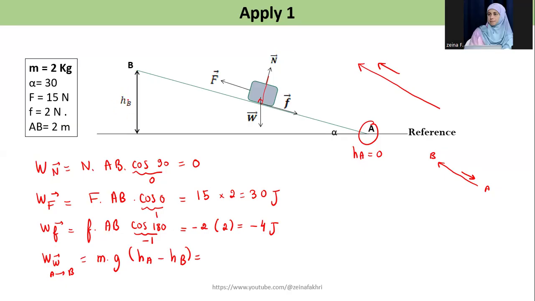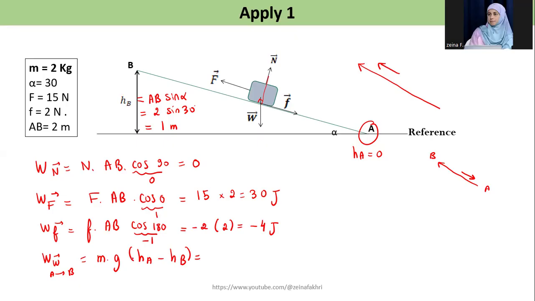It's not given. We notice that HB is opposite to the angle, so in order to find it, we have to use sine. It's sine alpha multiplied by the hypotenuse, which is AB. We get 2 sine 30, which equals 1 meter.